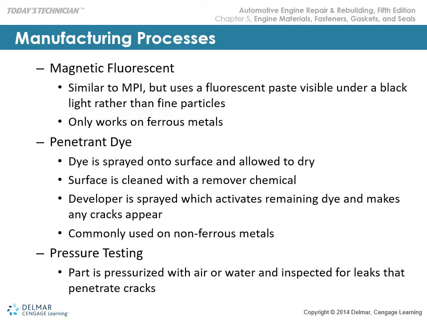Magnetic fluorescence, they utilize a black light after they coat the metal, and they can see very clearly where the stresses and crack lines are. Dye penetrant can be utilized in any application as long as the surface is cleaned, and that aluminum is used in. It can also be used on ferrous and non-ferrous metals. Pressure testing to see if there's any leakage in a casting, for example.